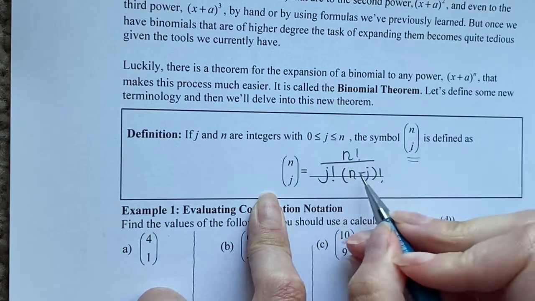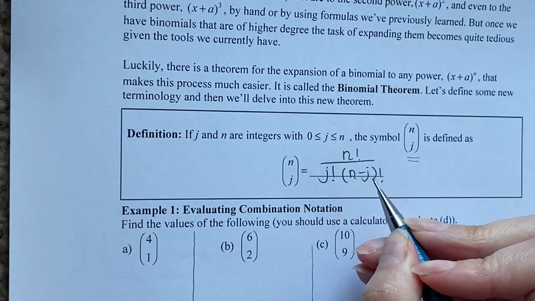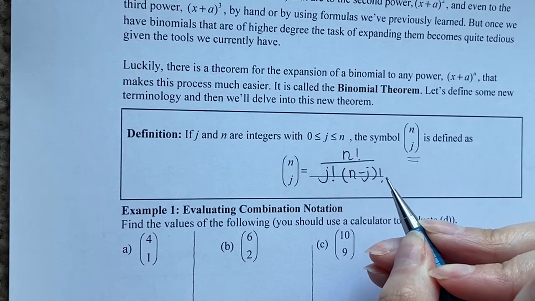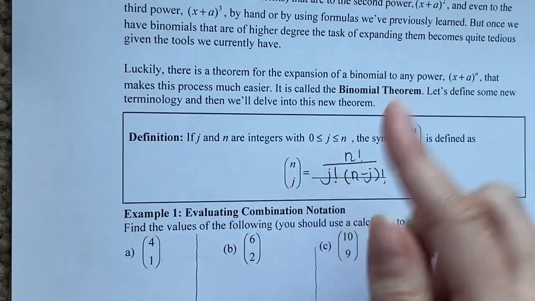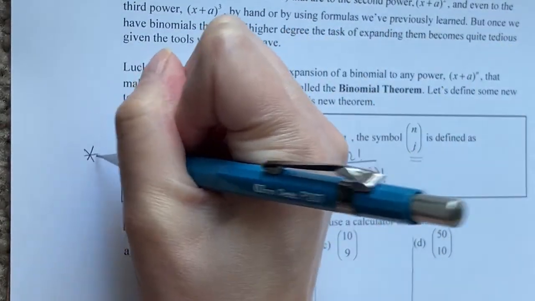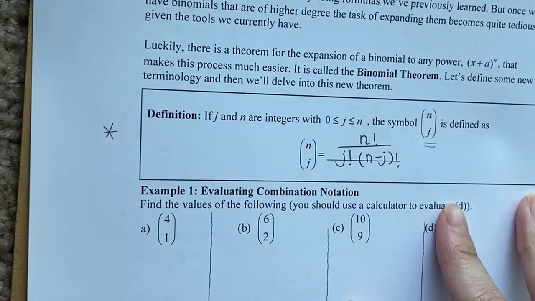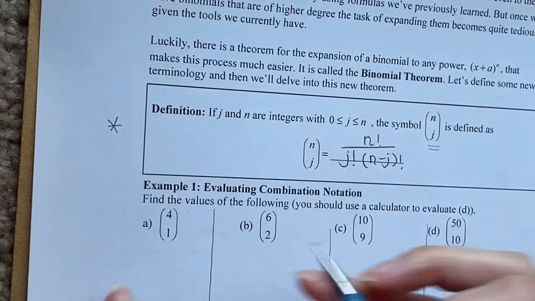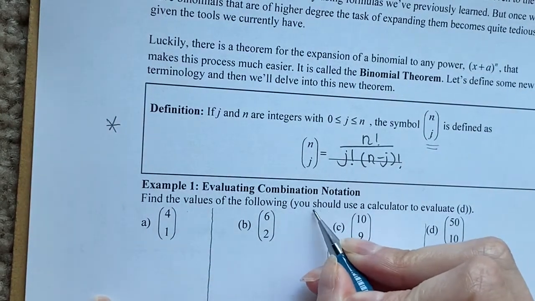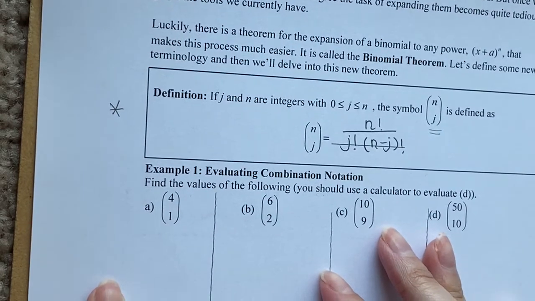So I have 3 factorials here. I know that it looks a little bit intimidating, but with the following examples, you're going to see that it's not that bad. So using this formula, this one is important. I would put a star here because it's quite important. We call it the combination notation. So find the values of the following. You should use a calculator to evaluate D because it's huge. For the others, we don't need anything.